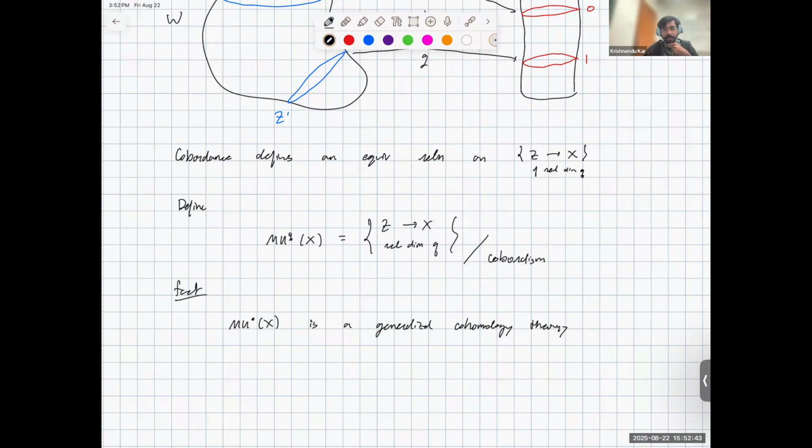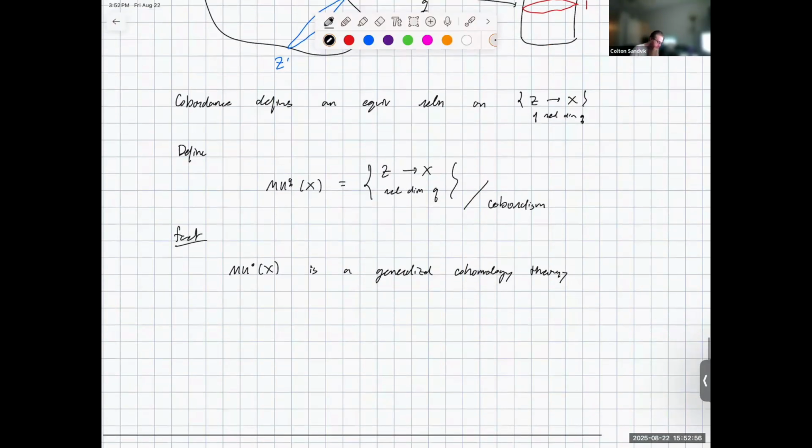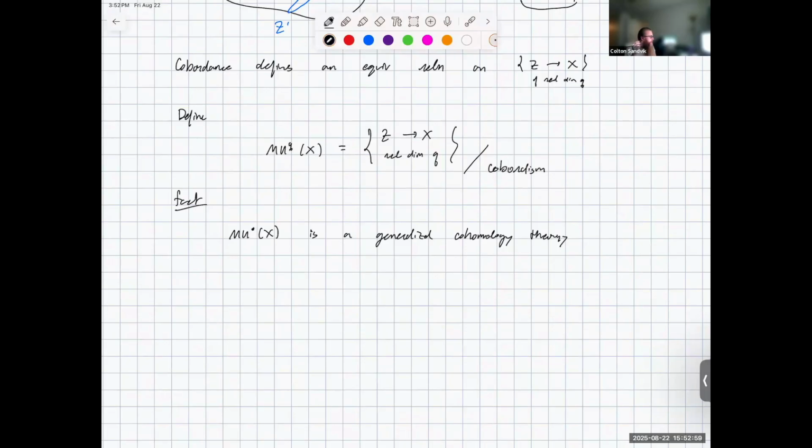That's why I wrote MU for the cohomology theory. The follow-up that we should have now, as aspiring homotopy theorists, is: what spectrum represents this cohomology theory?